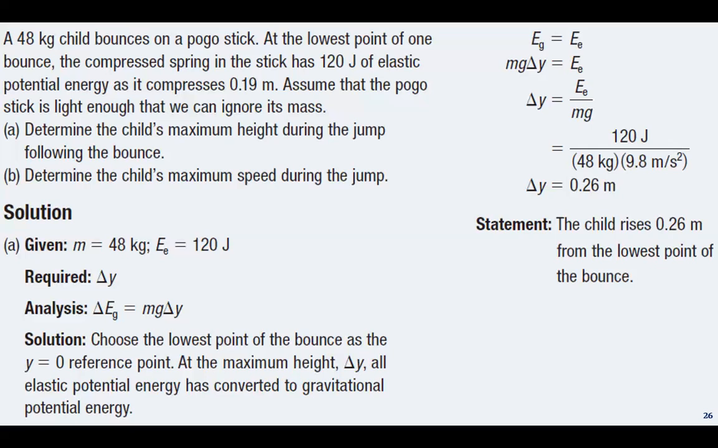Now we can solve for v, which is 1/2 mv squared equals EK. Then v is about 1.1 meters per second. So the child's maximum speed is 1.1 meters per second.